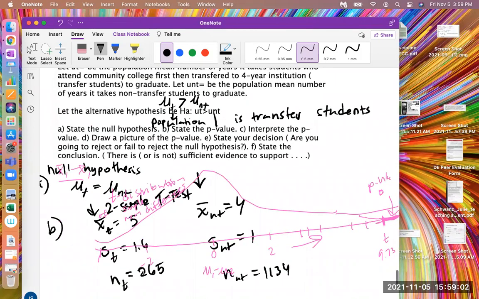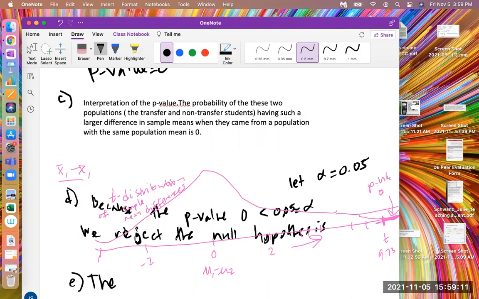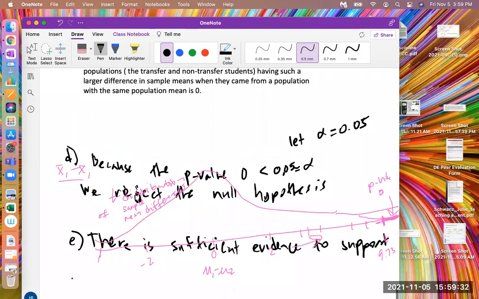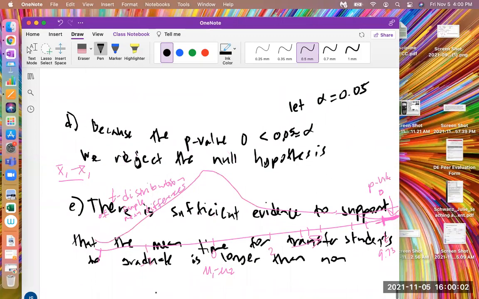Then it asks us to state the conclusion. The very final conclusion here, whenever we reject the null hypothesis, we always say there is sufficient evidence for whatever we were trying to claim in the beginning of this problem. There is sufficient evidence to support that the mean time for transfer students to graduate is longer than non-transfer students. And there we go, that's our final conclusion here.